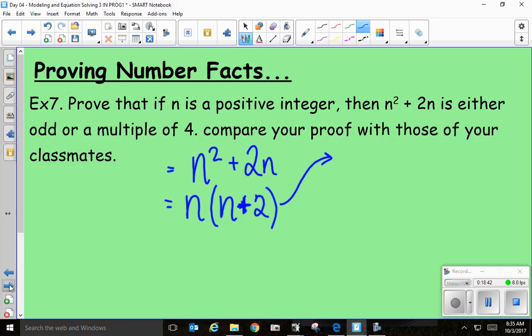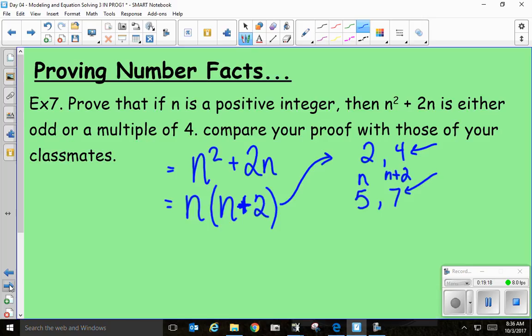Okay, pick a number for n. 2. What's n plus 2? If this is n, what's n plus 2? That's right, it's 4. Pick another number for n. 5. What's n plus 2? 7. So what do you notice about this set versus this set? They are consecutive even or consecutive odd numbers, depending on what you select for n.